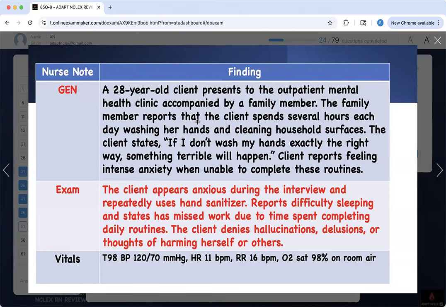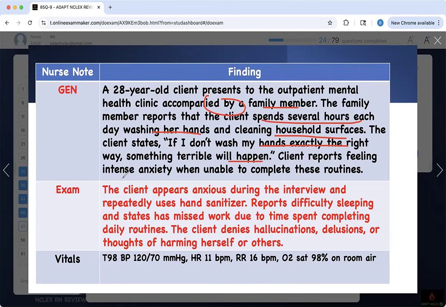I chose a mental health question, the one that people run away from. And how do you read it? The first 2 sentences should give you a clue. A 28-year-old client presents to the outpatient clinic accompanied by a family member. The family member reports that the client spent several hours each day washing his hands and cleaning the house surfaces non-stop. The client states, if I don't wash my hands exactly the right way, something terrible will happen. What do you think? All he does is wash his hands and clean things around.